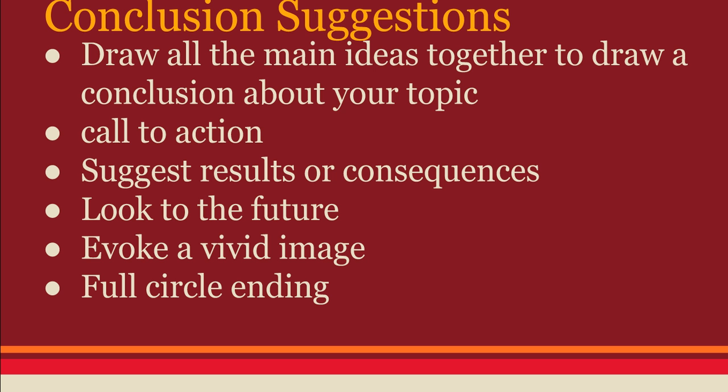Evoke a vivid image. So especially if you're writing about a sport or a hobby, a cultural thing, maybe a country, you can use descriptive writing to bring the reader there, make them really feel as if they're experiencing it. And then the last is a full circle ending. This is where you tie back to that hook from your intro paragraph and bring your readers right back to it. This isn't restating your hook. It's a continuation of it.